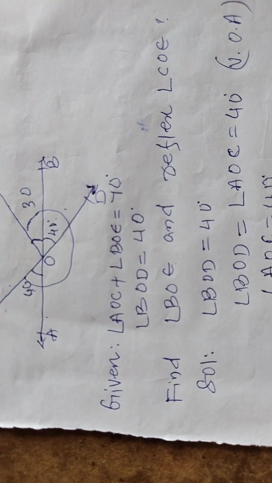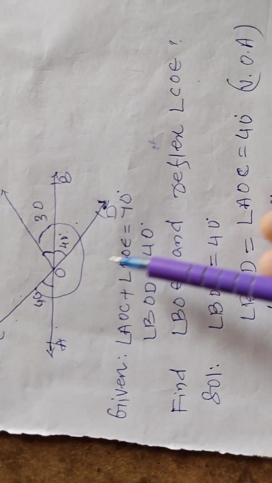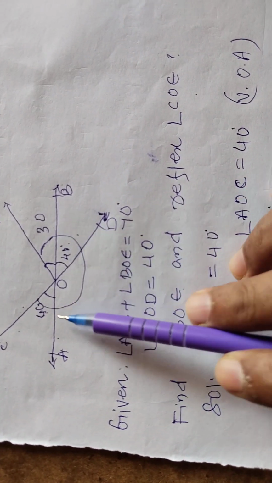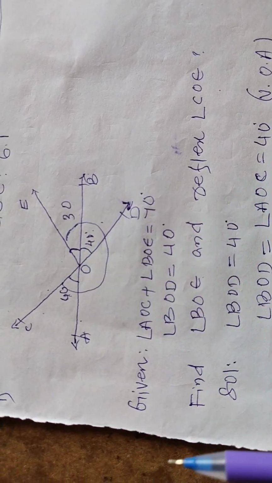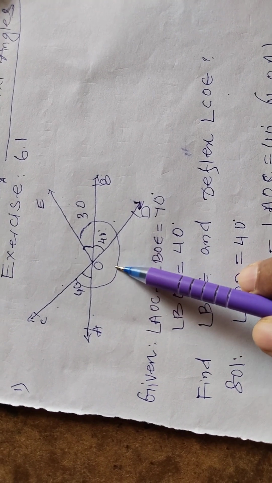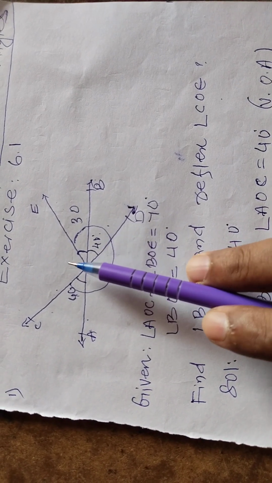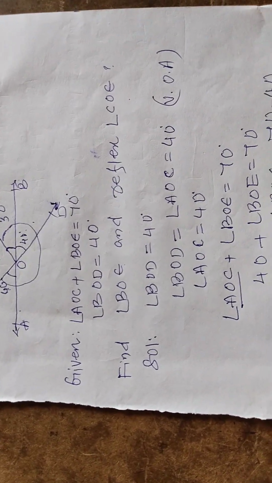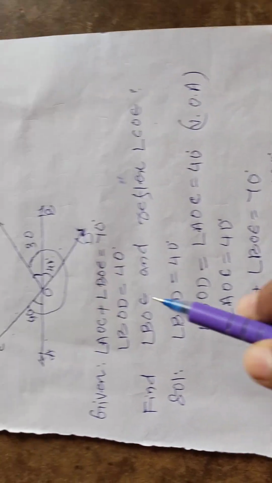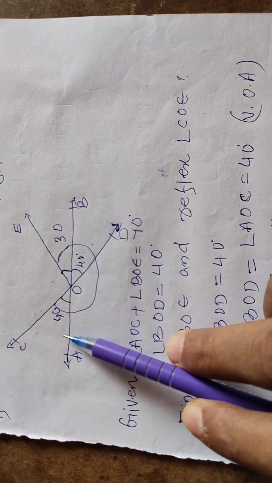Now what we have to find is reflex angle COE. To find reflex angle COE, we have to find this one first. Let us subtract 360 minus this angle. Otherwise we can find this angle, subtract this angle, and we will get the answer. Now come to the point. Let me find this one first.